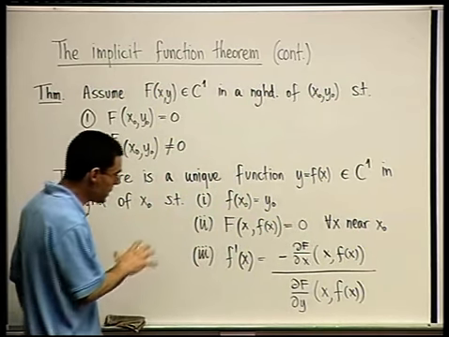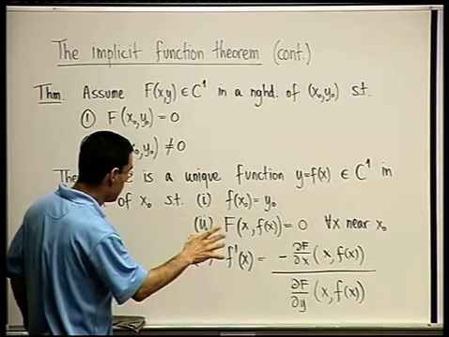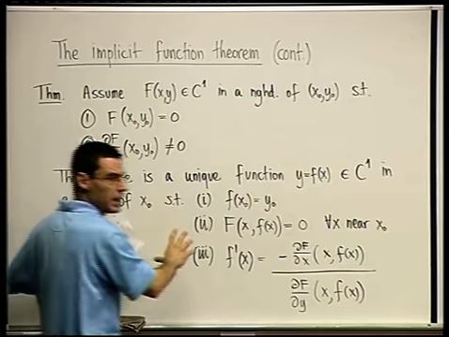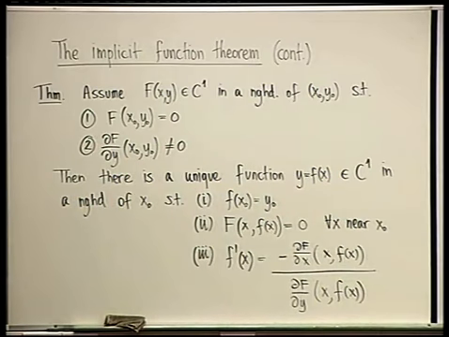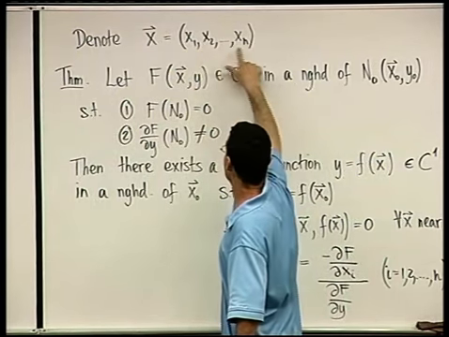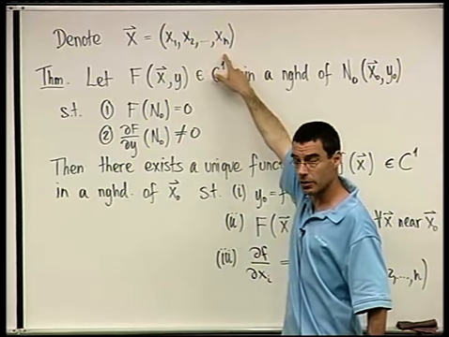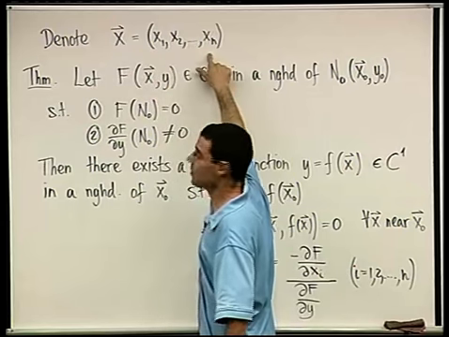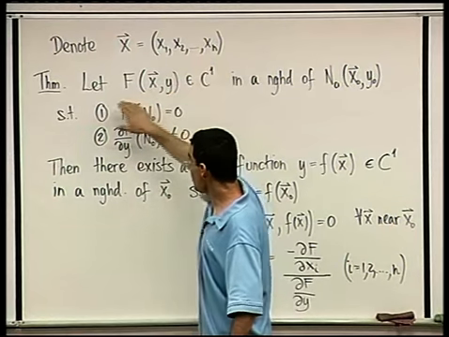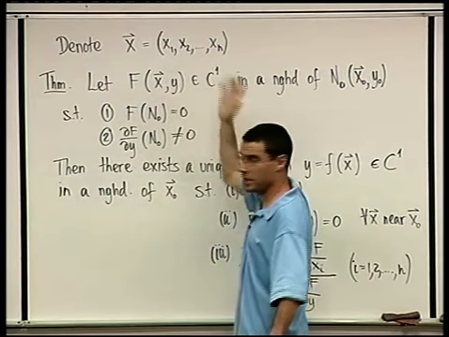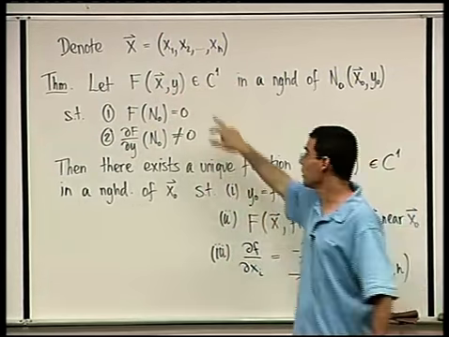Let's see. I already wrote it on another board. I want you to look at this, remember what this looks like, and let's move on to this board and see the generalization. So I'm denoting x to be x1, x2, up to xn. So this is now a vector that has n variables. And now, here's the theorem. Let F be a relation of all these n variables with another n plus first variable y.